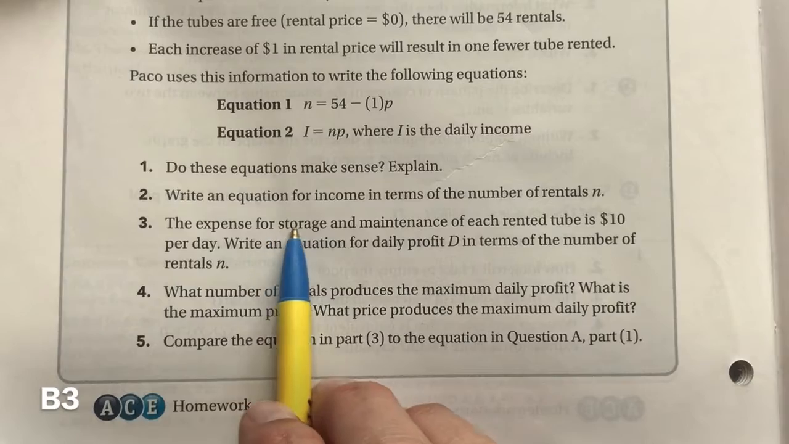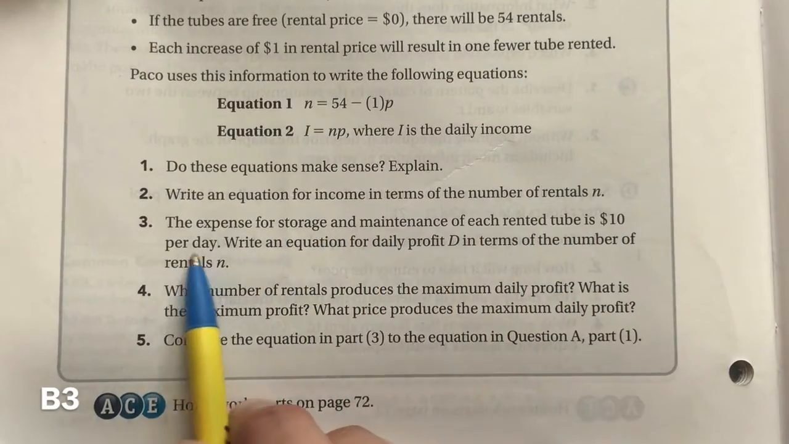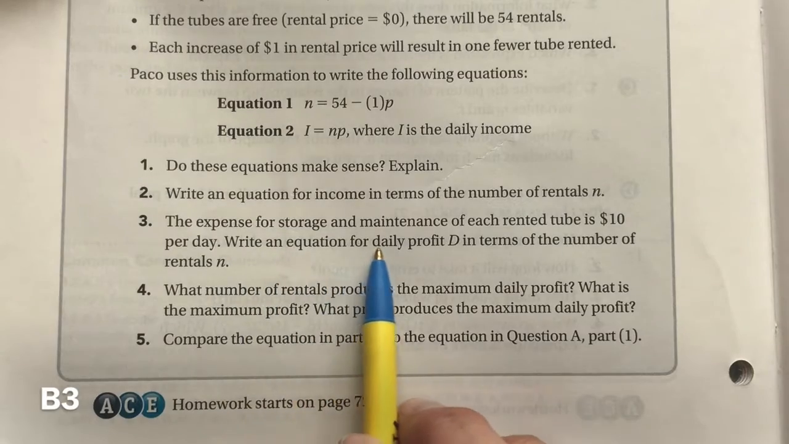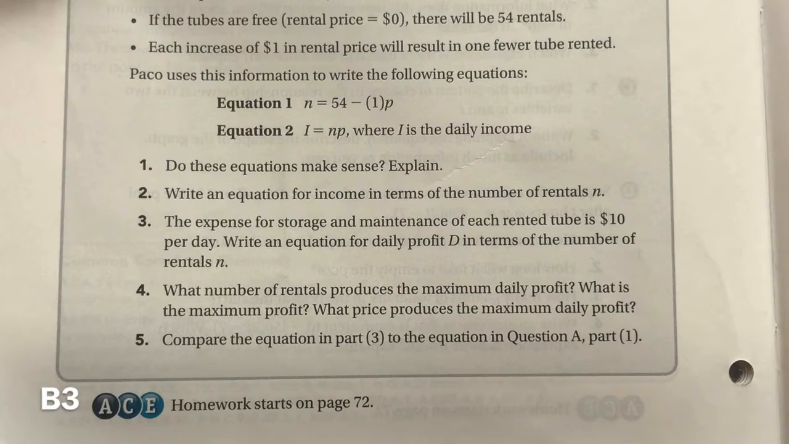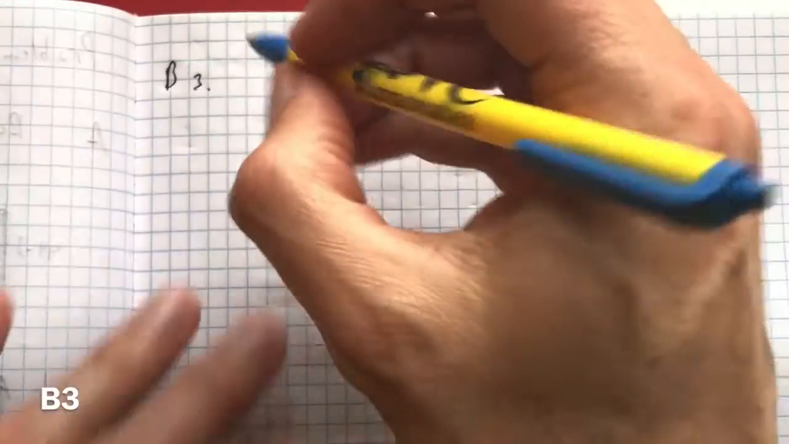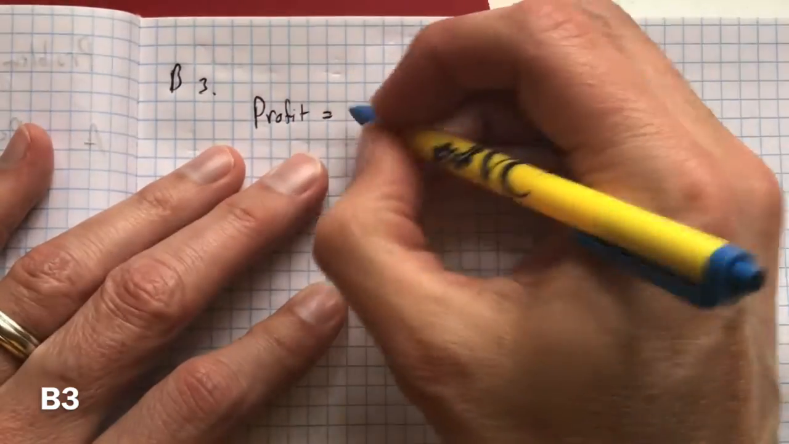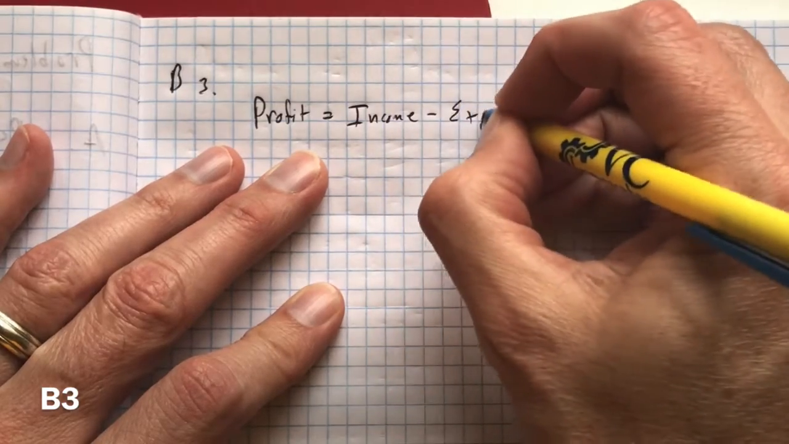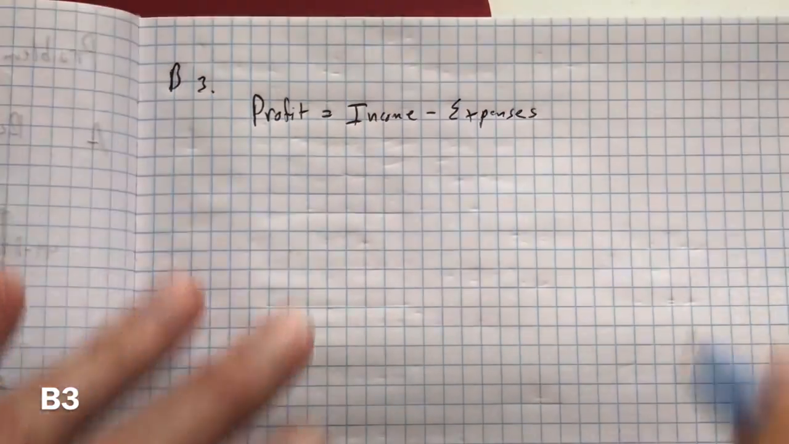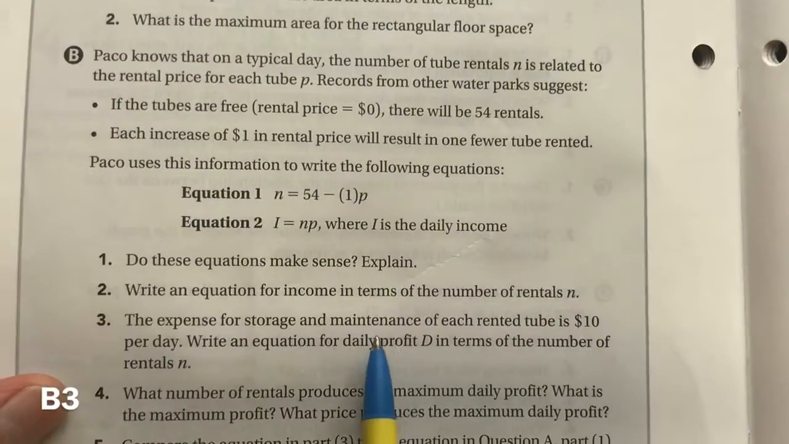The expense for storage and maintenance of each rented tube is $10 per day. Write an equation for daily profit, D, in terms of the number of rentals, N. Before we do anything, I want to make sure we don't forget: profit is equal to income minus expenses. Now, what they're telling us is they want D to be daily profit.